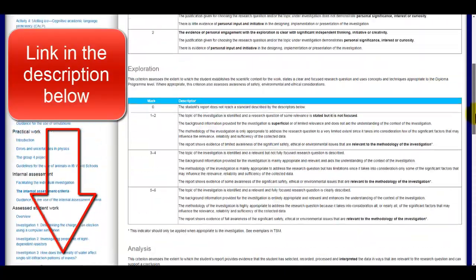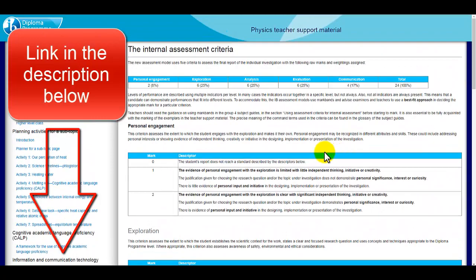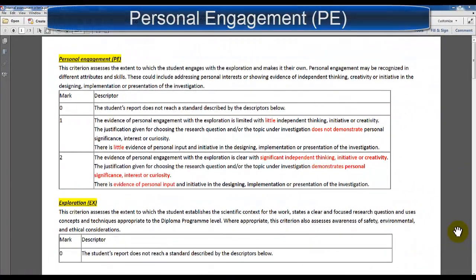To make it easier to read, I already made another file which you can download from the description below. So here's the file, and I'll go through each of these criteria with you. The first one is called personal engagement, PE. The highest score you can get is 2. And by the way, you cannot get a point in between. That is to say, you cannot get 0.5 or 1.5, right? At the end, your teacher can only give you either 0, 1, or 2.